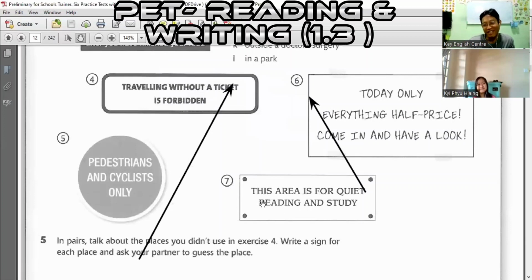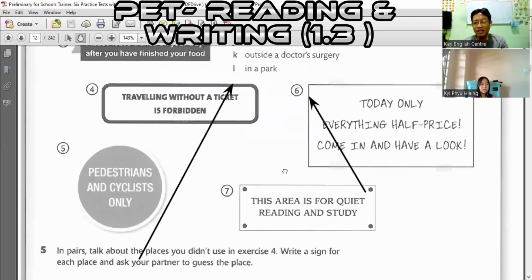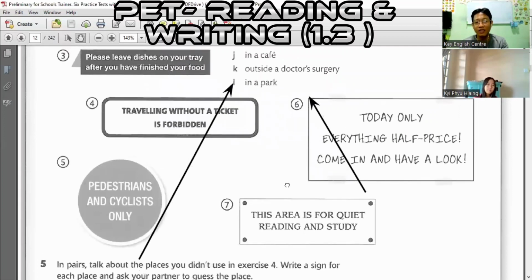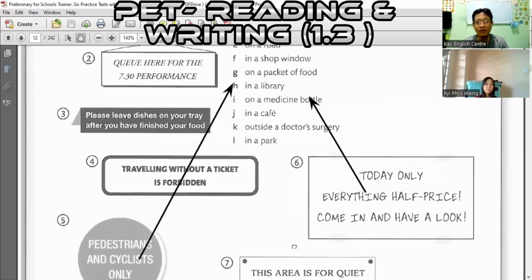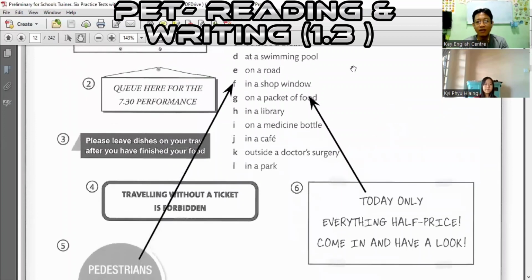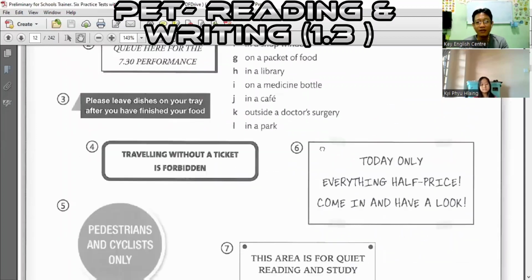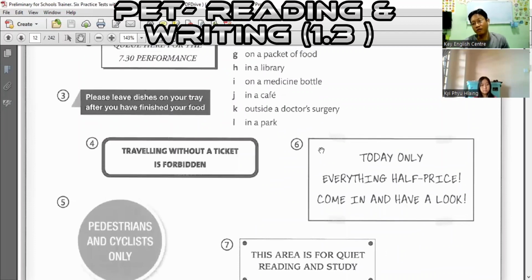Number seven. This area is for quiet reading and study. Quiet is not noisy, yeah? For quiet reading and study, which one is possible? In a library, yeah. Have you ever been to a library? What kind of notice can you see in a library, on the wall or at the entrance? What kind of notice have you ever seen?